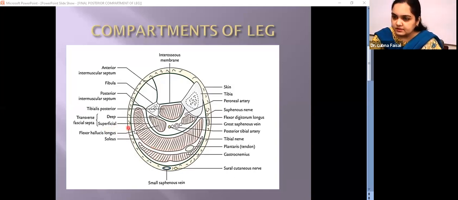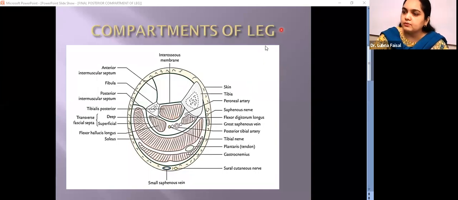Now these are the muscles of the superficial group: gastrocnemius, soleus and the plantaris. These are the superficial muscles. This is the soleus. This whole is the superficial group. And here you can trace this posterior intermuscular septa. Later on, it further divides and forms the transverse intermuscular septa between the superficial and the deep subcompartment of the posterior compartment of the leg.